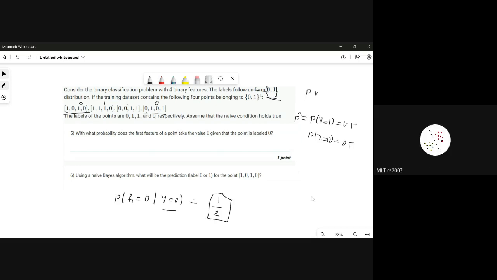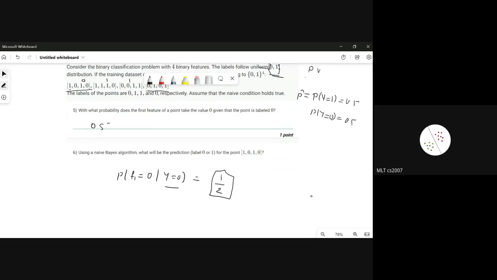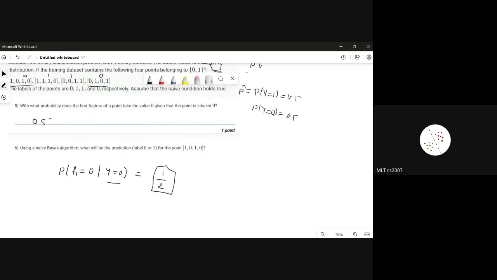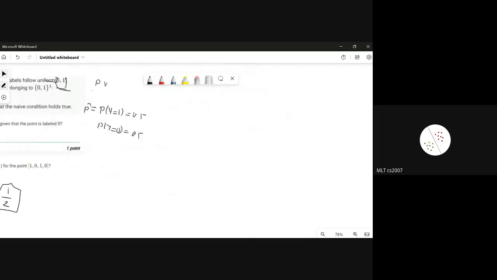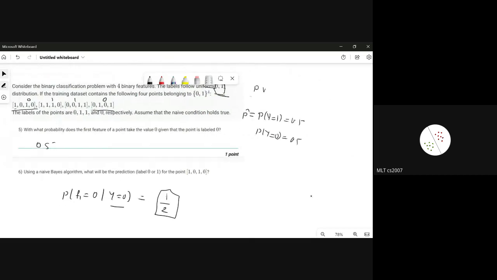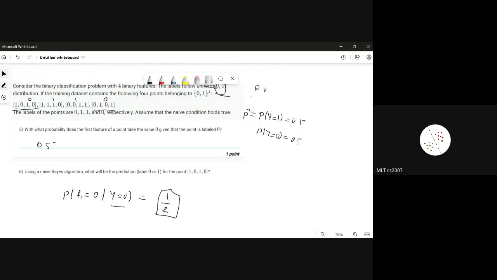So the answer for this is 0.5. Now the sixth question says this. Is this question clear, right? The fifth one. Yes.